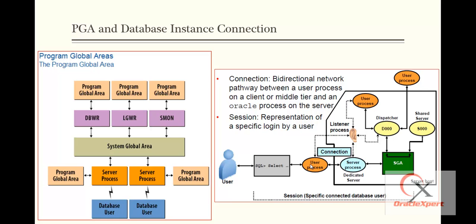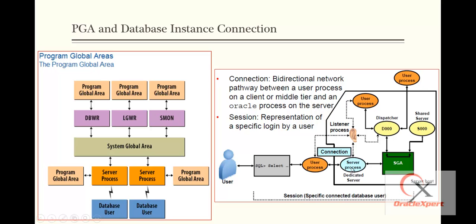The listener forwards that particular address to the user process, and once the user process knows where to go, going forward for all the requests that it's going to place, it's directly talking one-on-one with its server-side equivalent, called a server process. This is what happens during the dedicated connection.